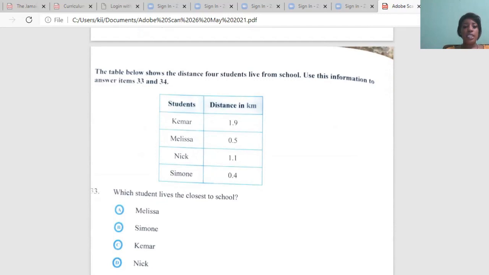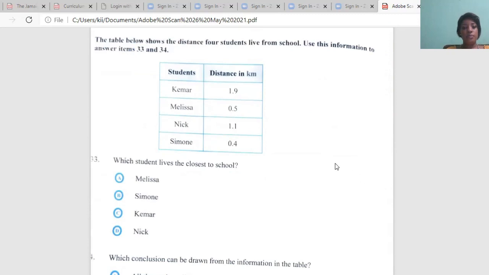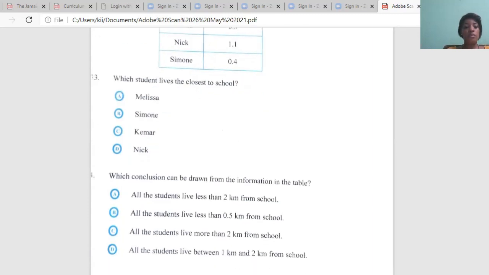The table below shows the distance 4 students live from school. Use the information to answer items 33 and 34. For 33, sorry, it says, which student lives the closest to school? And that would be Simone, because this is the least decimal, or the lowest decimal.